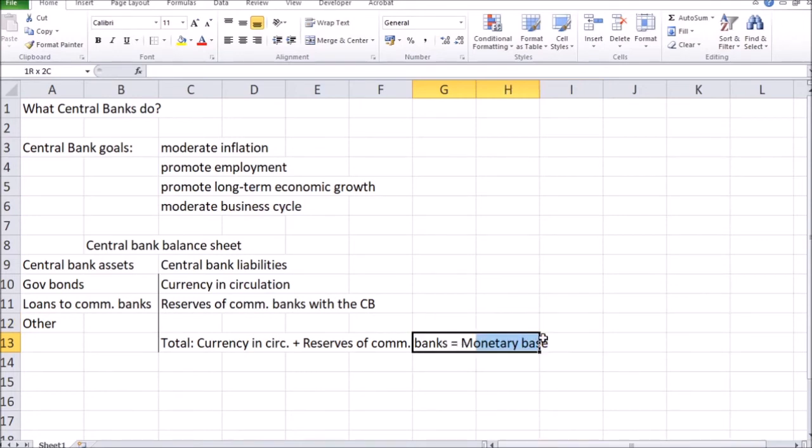We'll find out that magically commercial banks, even though they are not allowed to print money, can actually increase money supply starting from this monetary base. How does that happen? We'll talk about that a little later.